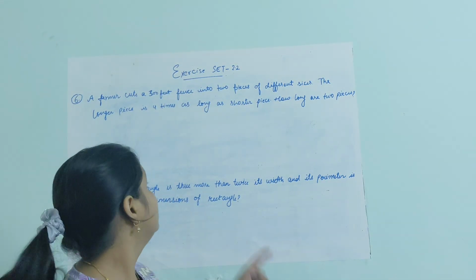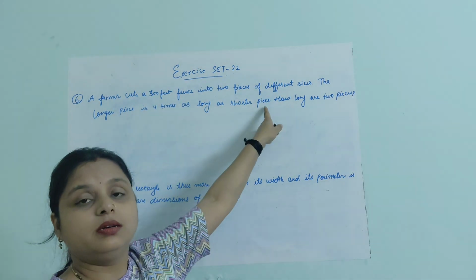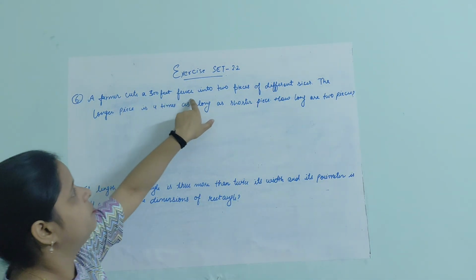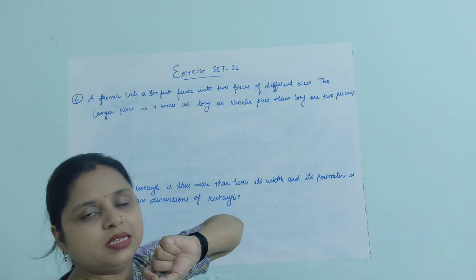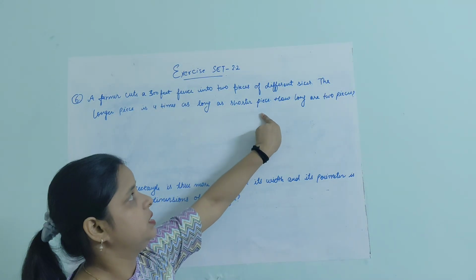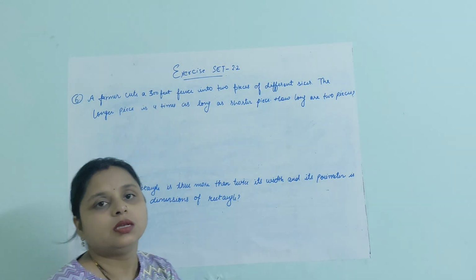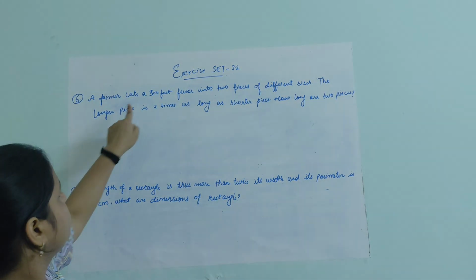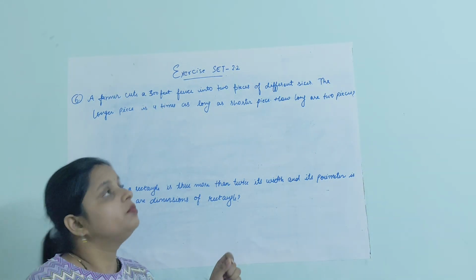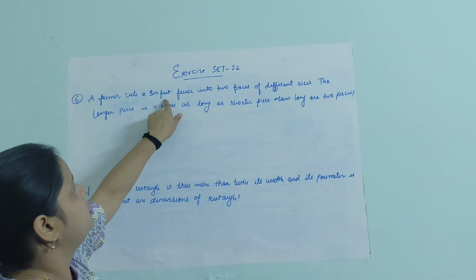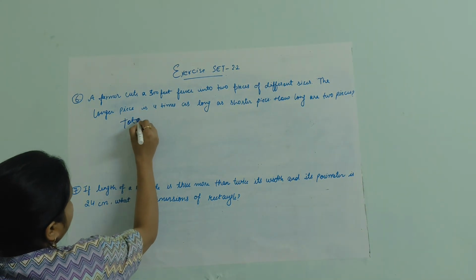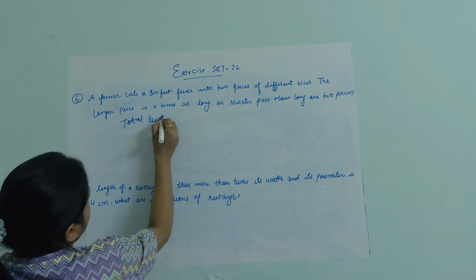Hello everyone. So here is question number 6 from exercise set 2.2. A farmer cuts a 300 feet fence into two pieces of different sizes. The longer piece is 4 times as long as the shortest piece. How long are the two pieces? So what it is saying is that there is a piece of fence of wire whose length is 300 feet. That means the total length is 300.